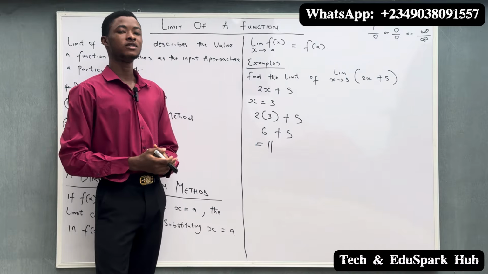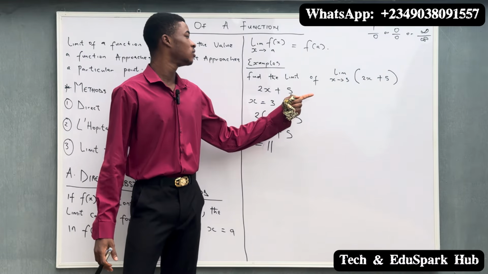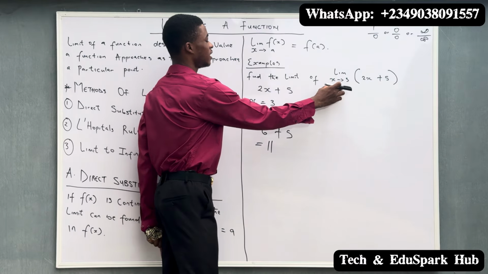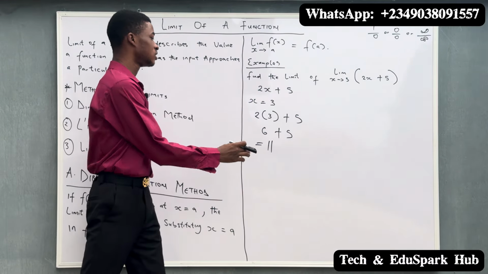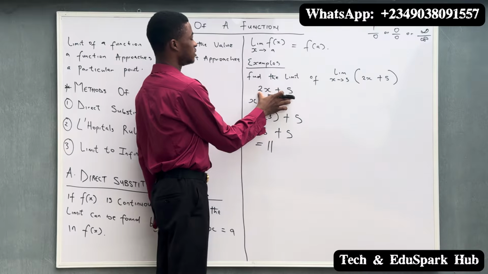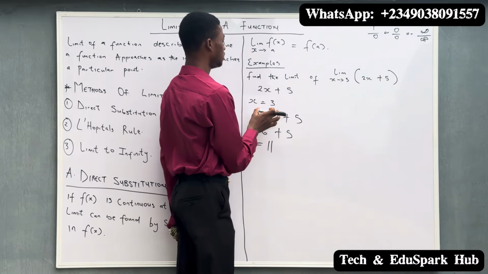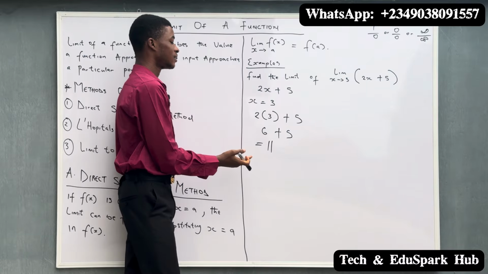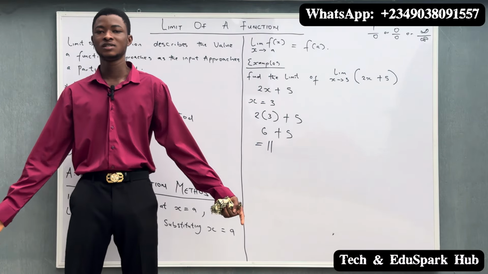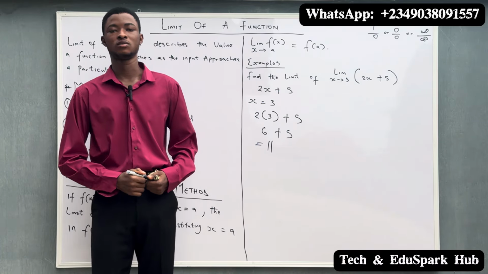So you can see how the direct substitution works. The only thing is that you find what x approaches, which is 3 in this case. Once you get that, you substitute it for x in whatever equation you were given. In this case, we have 2x plus 5. So we substitute x for 3, and that is how we get 11. This is how you use the direct substitution method.